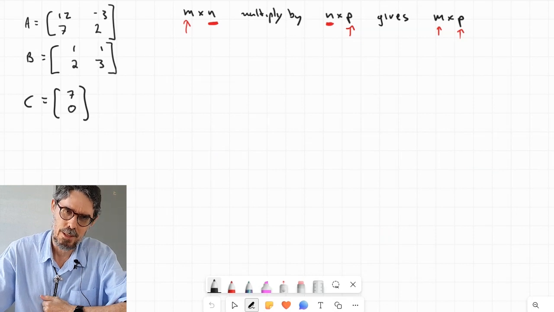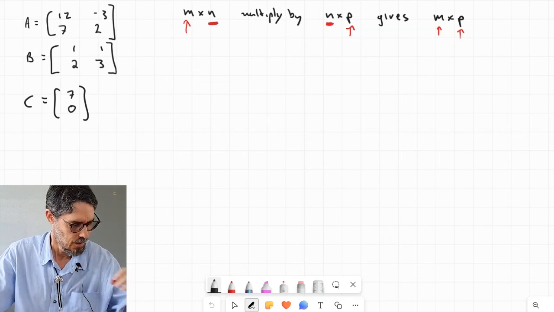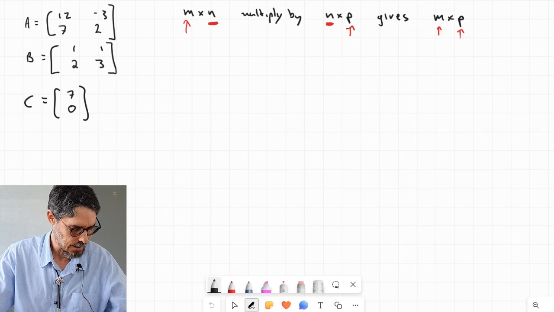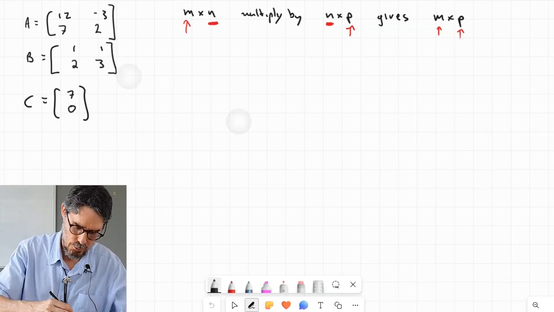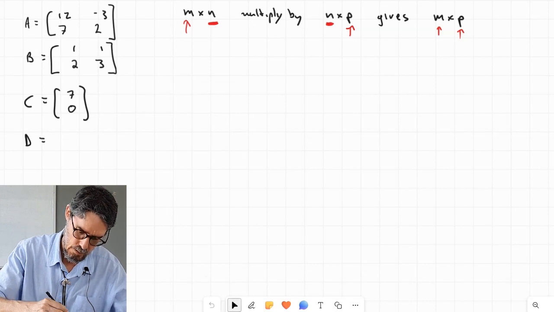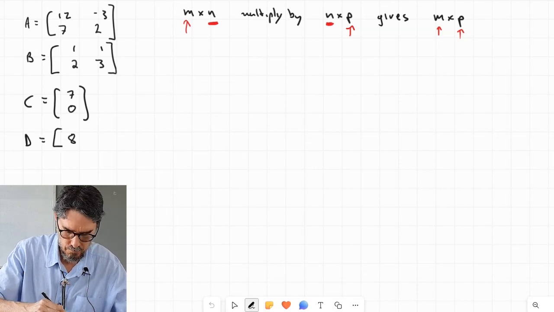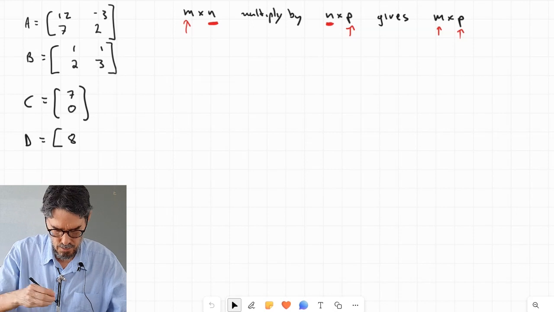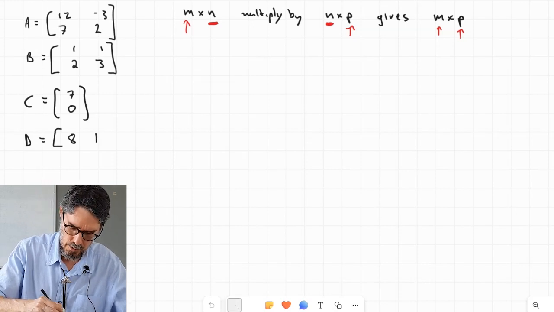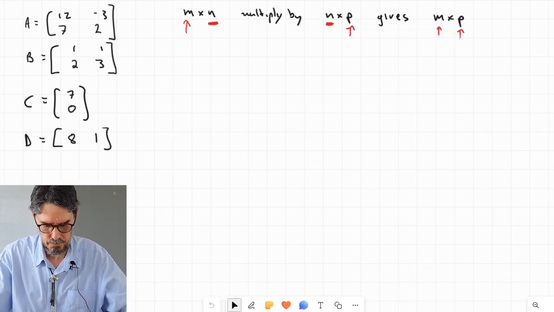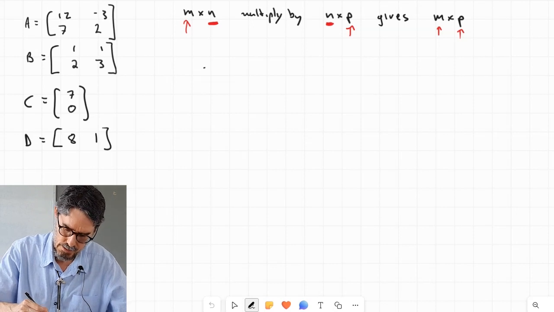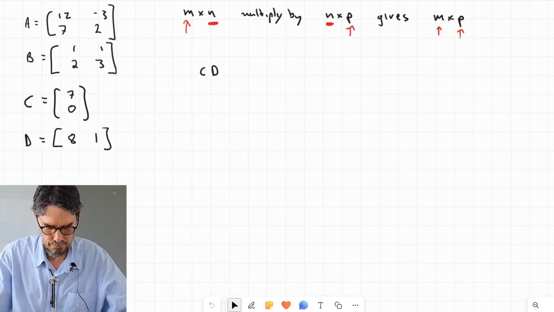Sometimes we can get some really interesting results. So let me show you a couple of really interesting ones. I've got a small column matrix there. Let me give myself a row matrix. 8, 1. Okay, what's this? C times D.